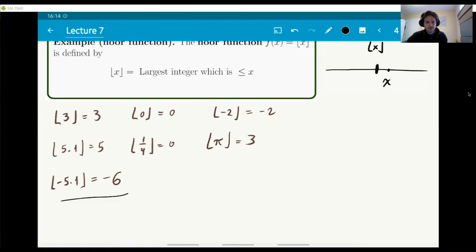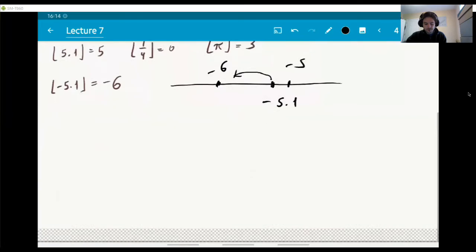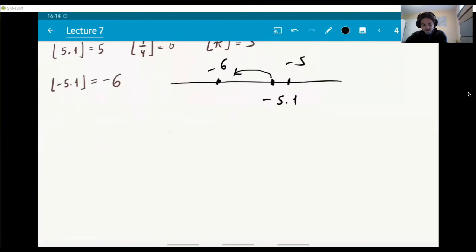The floor of minus 5.1 is not minus 5, it's minus 6 because of the real line again. If minus 5.1 is here, then this would be the number minus 5, and this would be the number minus 6. You see that the largest integer that's less than or equal to minus 5.1 is actually minus 6. All right, so this is the floor function. What does it look like in a graph?